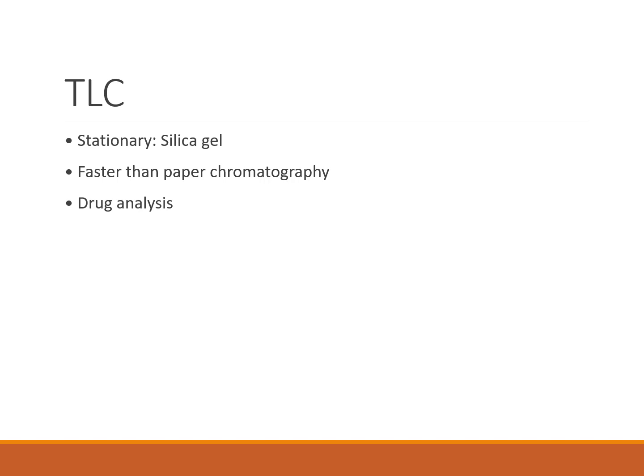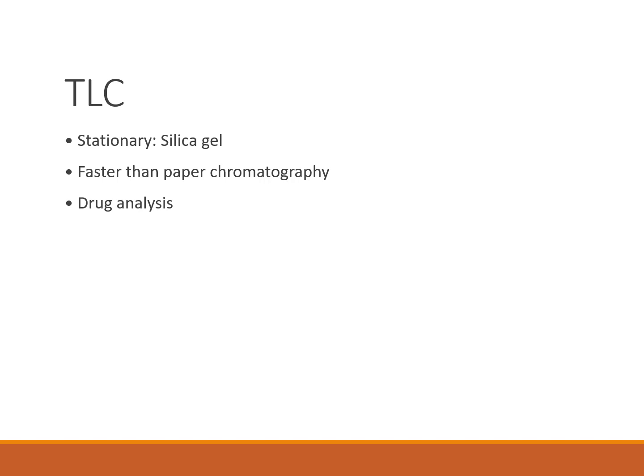So the other chromatography type is thin layer chromatography. A thin layer chromatography uses a thin layer of silica gel or alumina as the stationary phase. TLC is faster and more efficient as compared to paper chromatography. It is widely used in drug analysis and reaction monitoring.